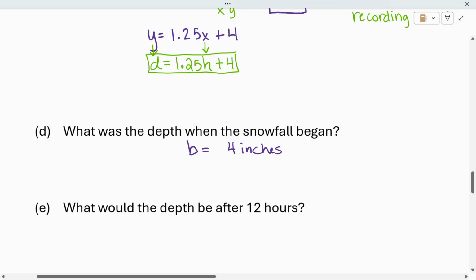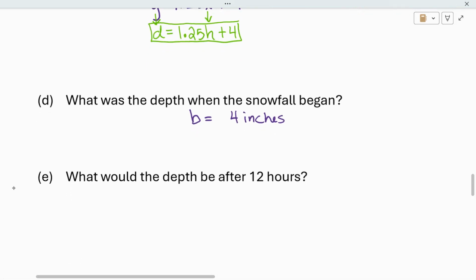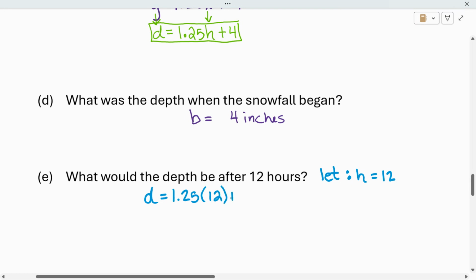Question E says, what would the depth be after 12 hours? Well, that's the same thing as saying, let your time, which is hours, equal 12. So I'm going to take my equation, D equals 1.25 times 12 plus 4. So let's figure out what our depth is. So 1.25 times 12 is 15. And 15 plus 4 is 19.